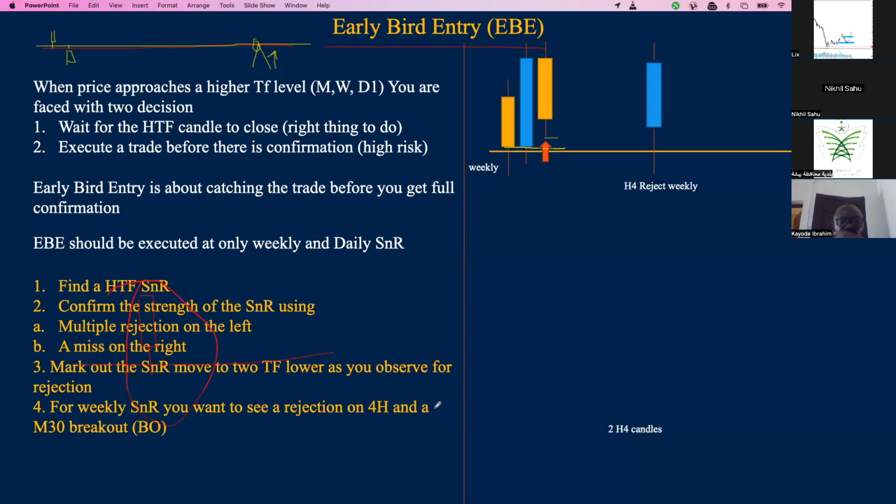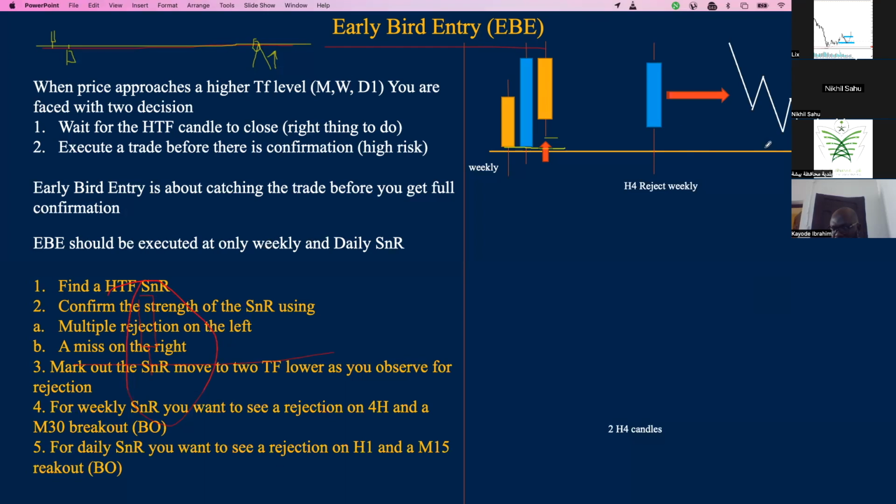And then a 30-minute breakout. So a 4 hour rejection should lead to a 30-minute breakout. So you have a 30-minute breakout here. When you have a 30-minute breakout, it means that even though the week hasn't ended, you have taken an early entry. But remember, when you take this entry, it is not to target the next weekly level. It is just to target the next 4 hour SNR, because this trade is a 4 hour SNR. Do you understand?